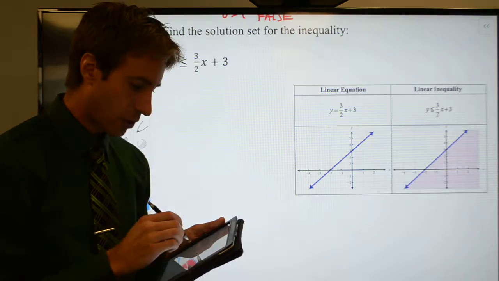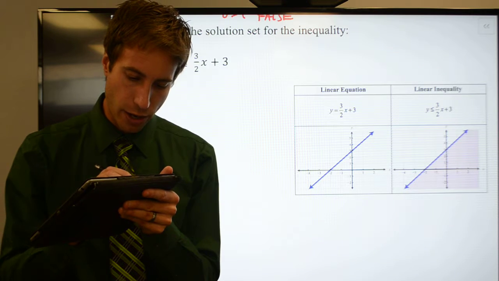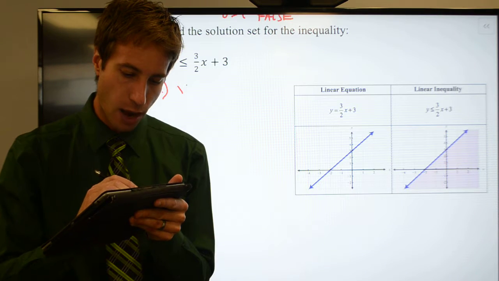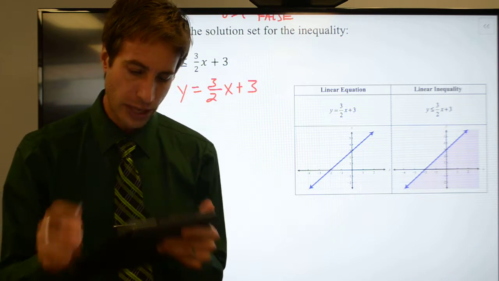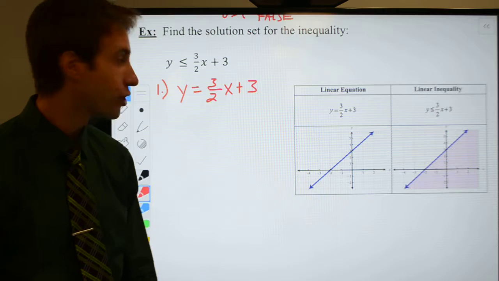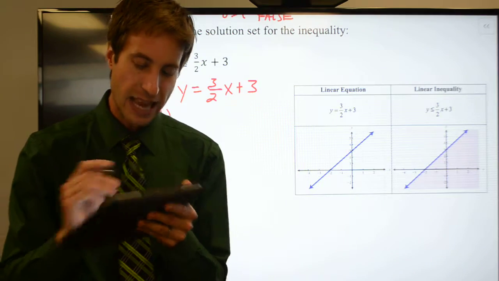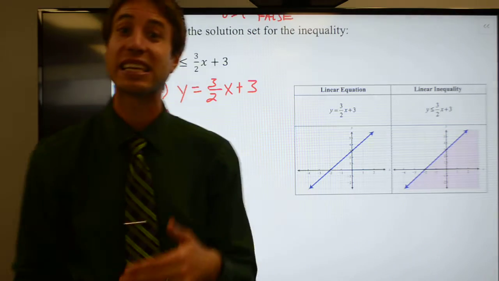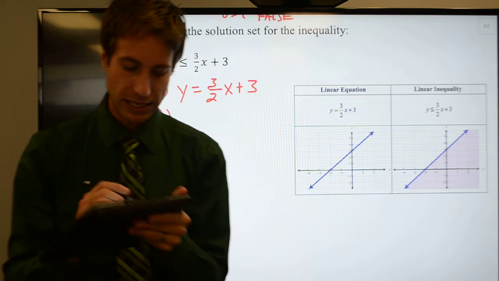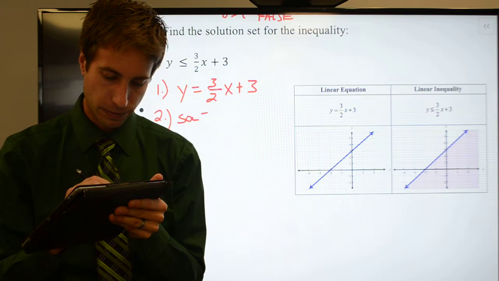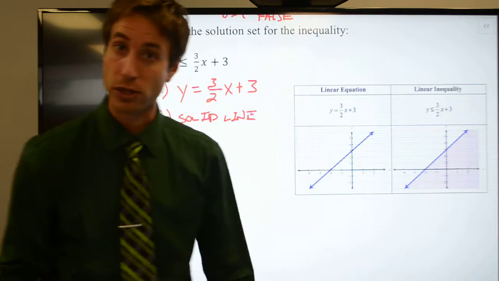Again, not difficult. Let's just run through those 4 steps real quick, right? Step 1, we graph the equation. So y equals 3 halves x plus 3, which I did. I graphed the equation for you. Well, step 2, do I need a solid or dotted line? Well, again, that depends on the inequality, and since I am less than or equal to, the equal to means I need a solid line, which is what I gave you, a solid line.